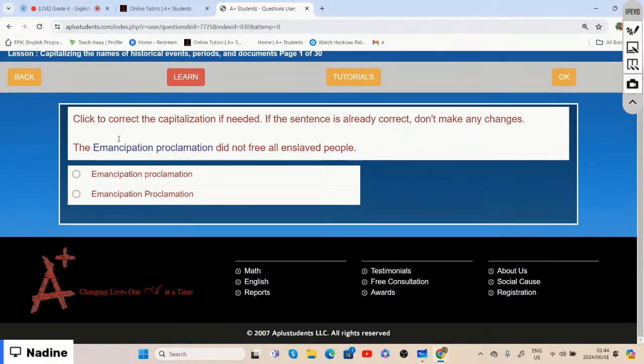All right. So if we were to correctly write that, Emancipation Proclamation, then it would be both capitalized, right? And that is an order that was given by the US President Abraham Lincoln on January 1, 1863.